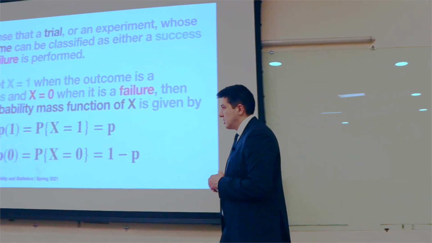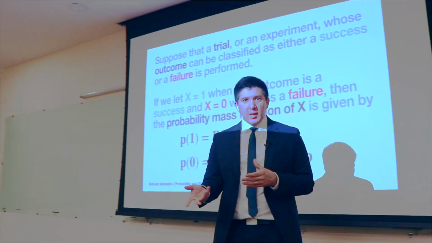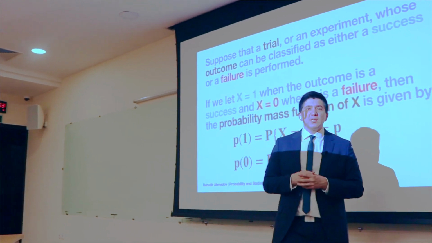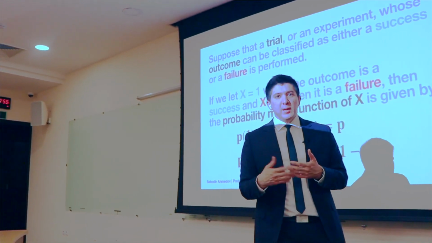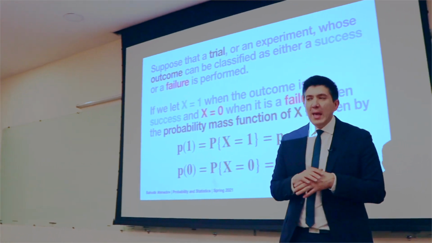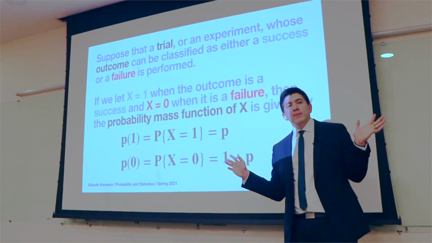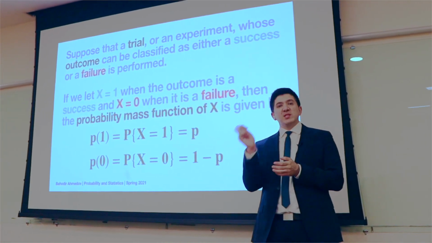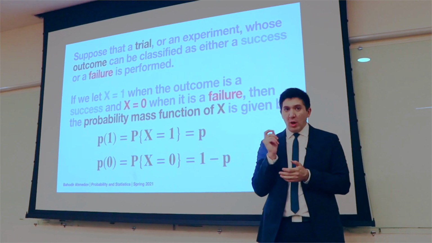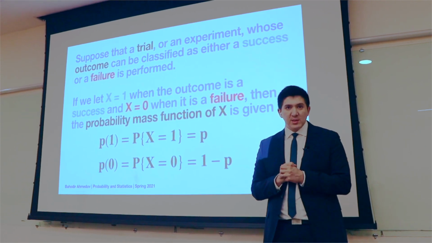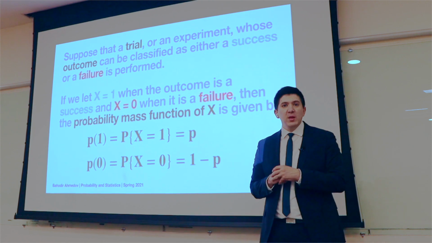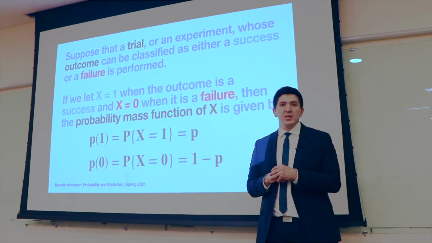But you can do this in another way. For example, let's assume that you would like to roll a die, and there are 6 different outputs. Let's assume that if you get 1, this is the success, and if you get any other value, it's a failure. In this case, the probability of success is 1 over 6, because only in one case you get the success, and the probability of failure is going to be 5 over 6.